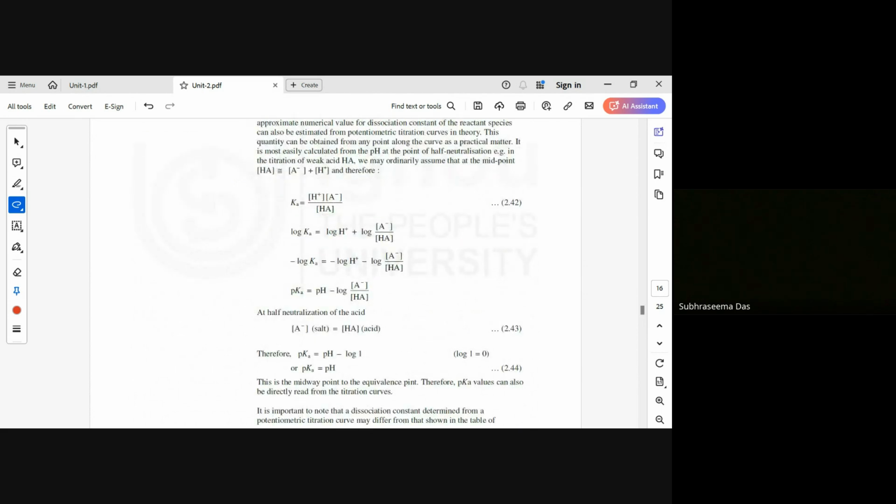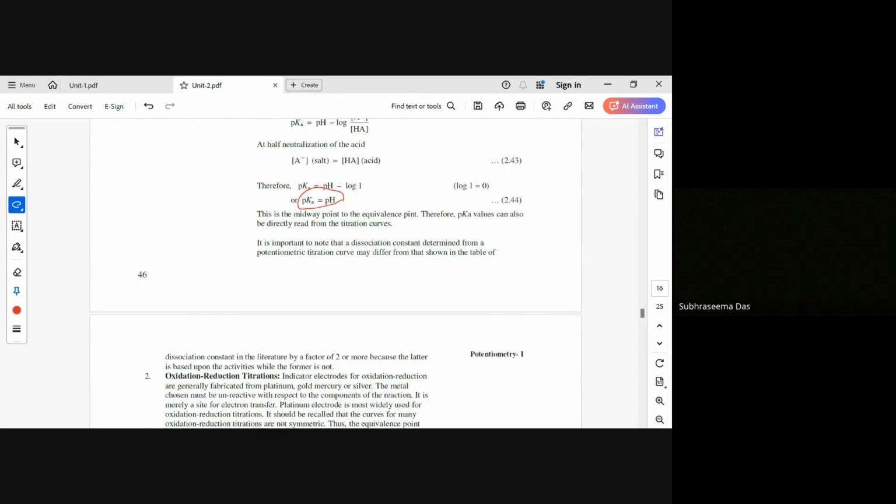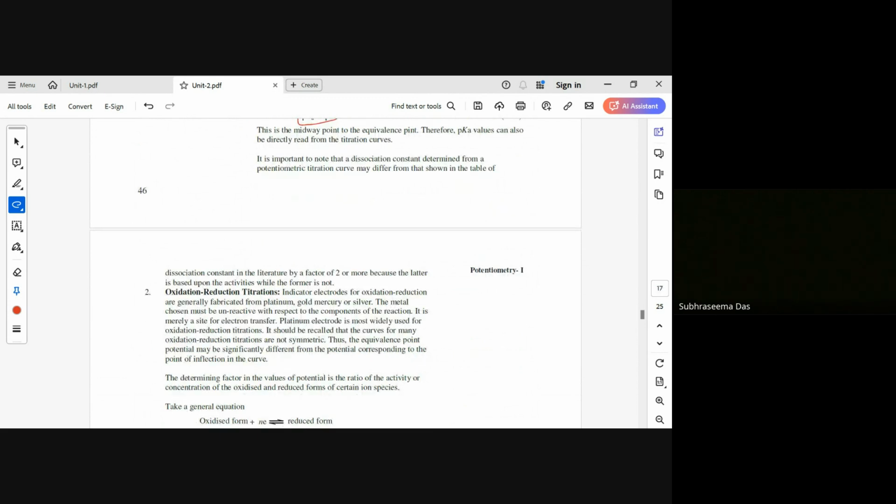Like we have Ka equal to [H+][A-]/[HA]. After neutralization, we find pKa is equal to pH. This is the midway into the equivalence point. So it is important that Ka represents the dissociation constant, and the dissociation constant from a potentiometric titration may vary from that shown in the literature. So it is also okay that sometimes the Ka might vary from the original value reported in literature to what we found out in potentiometric titrations.